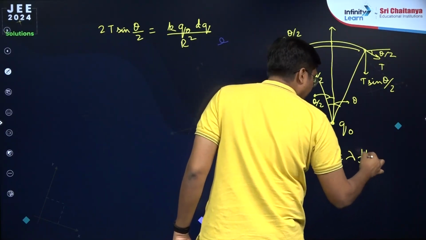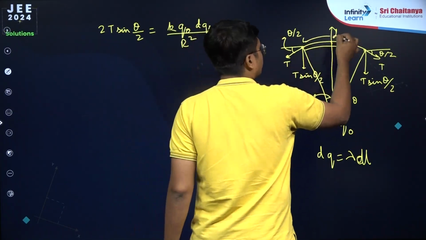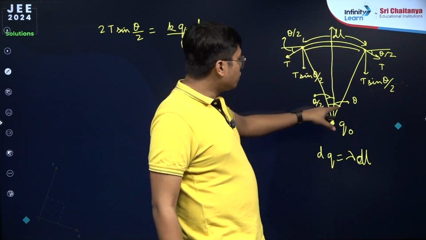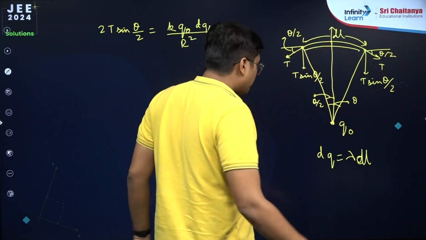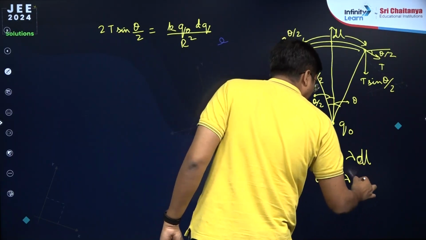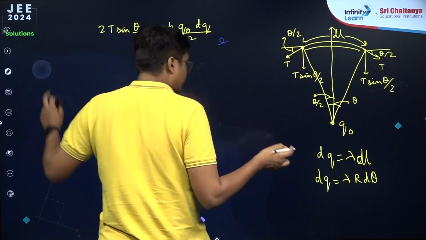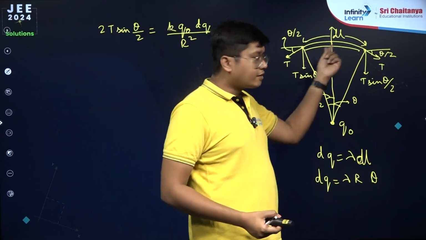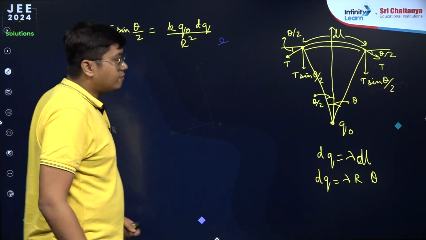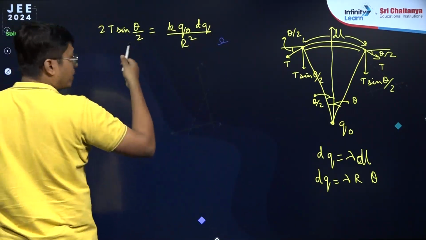Now how much charge will that have? dq would be equal to lambda dl, where lambda would be the charge per unit length and dl would be this length. And that arc length is related to the angle theta and the radius r, so lambda into dl would be lambda r into theta. You can just write it in terms of theta only. R into theta, right? That's the arc length. So now we have everything that we need. Since theta we choose is very small, we can assume sine theta by 2 is theta by 2.